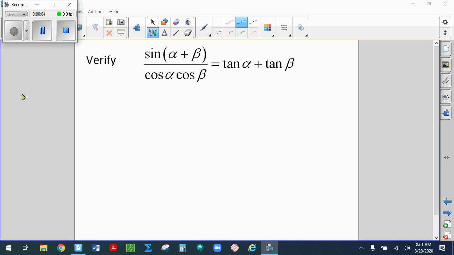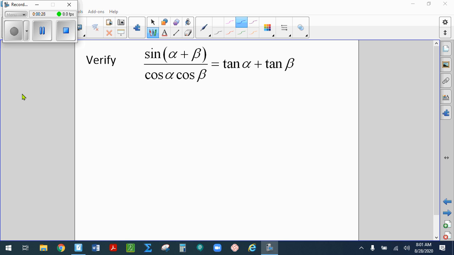Okay, this is our last example. We're verifying an identity: sine(alpha plus beta) over cosine alpha cosine beta equals tangent alpha plus tangent beta. And really, for the identity section of our quiz, like we're verifying identities, you should expect to use the new identities just as much, if not more, than your identities you looked at last year. So just be comfortable working with them.